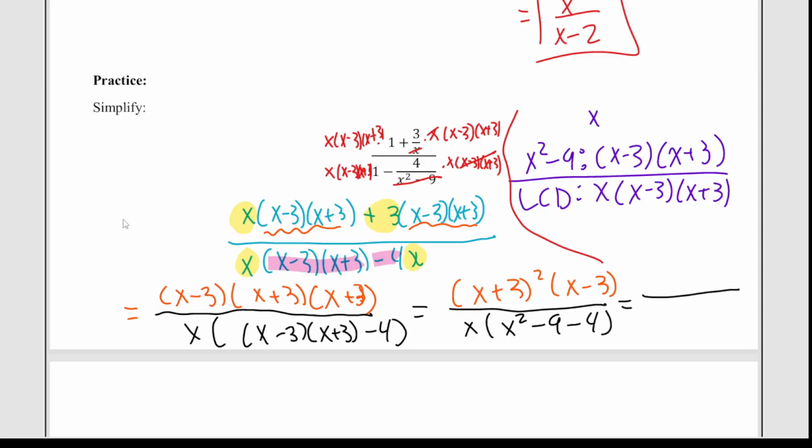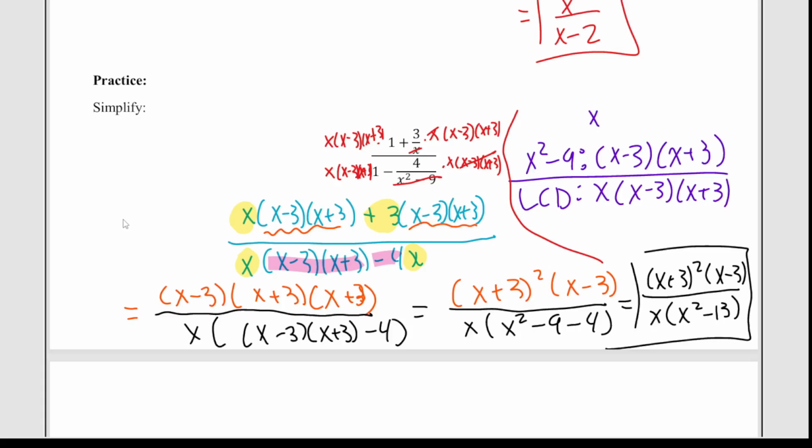So as a final answer, we've got x plus 3 all squared times x minus 3 times x, and then like terms that combine, negative 9 and negative 4 would be x squared minus 13. And that would be our final beautiful answer. Had anything further canceled out, we would have done that, but there are no common factors left, so that's just our final answer.